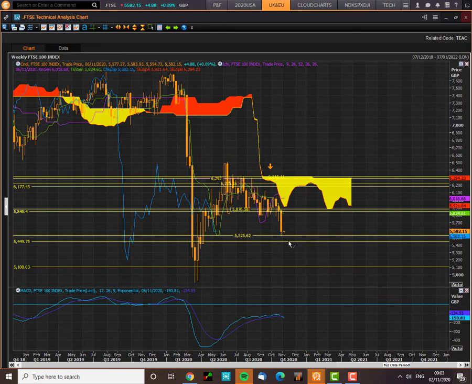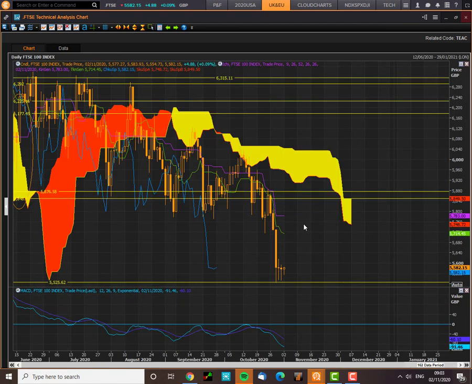But there's short-term swing trade potential from these 5525 and 5449 levels back up to the bottom end of the cloud. These are the relief rally swing trades. But overall, a negative picture on the FTSE, still in bear market territory. Price action is below the cloud on the FTSE.